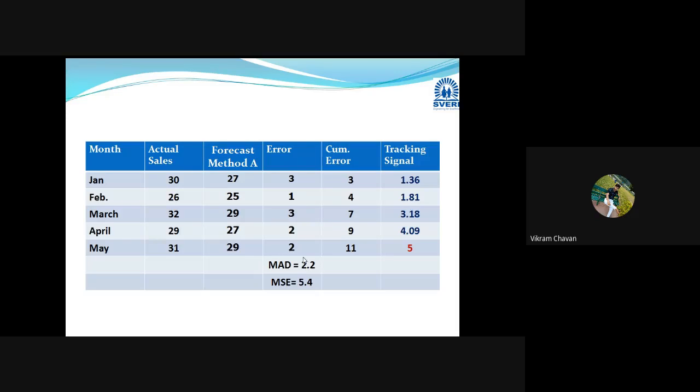And if you square all these: 3 square 9, 1 square 1, 3 square 9, 2 square 4, 2 square 4. So 9 plus 1, 10, plus 9, 19, 19 plus 8, 27. So 27 divided by 5. So 5.4 or 5.6, please tell me. 5.4. Okay, that is the correct answer.